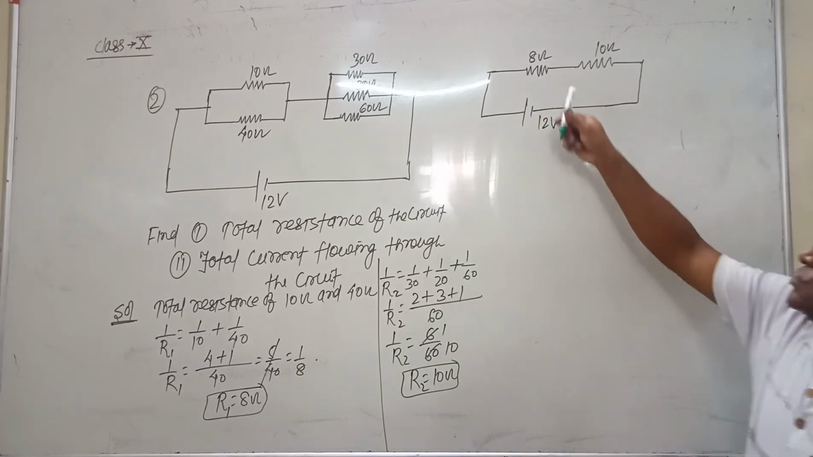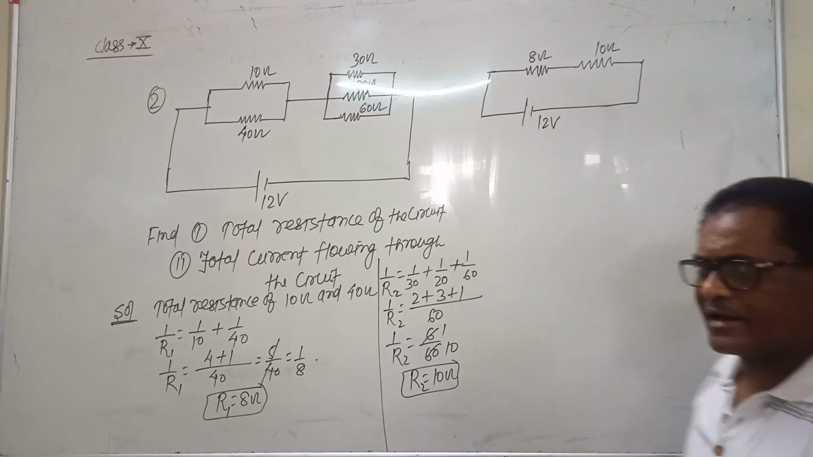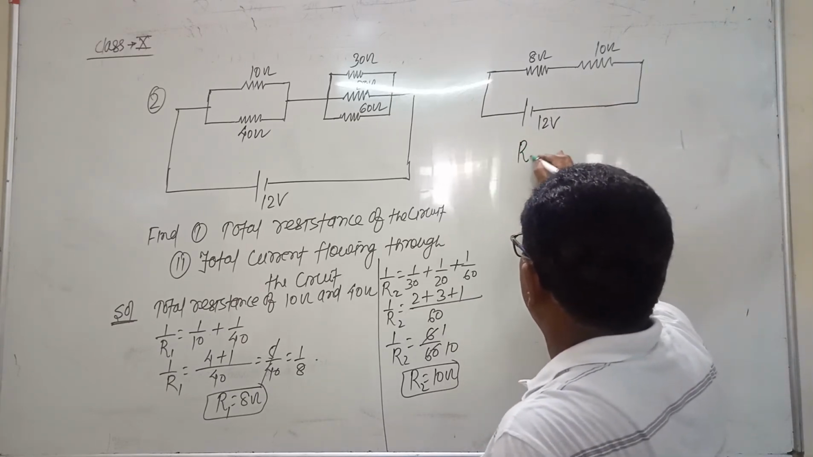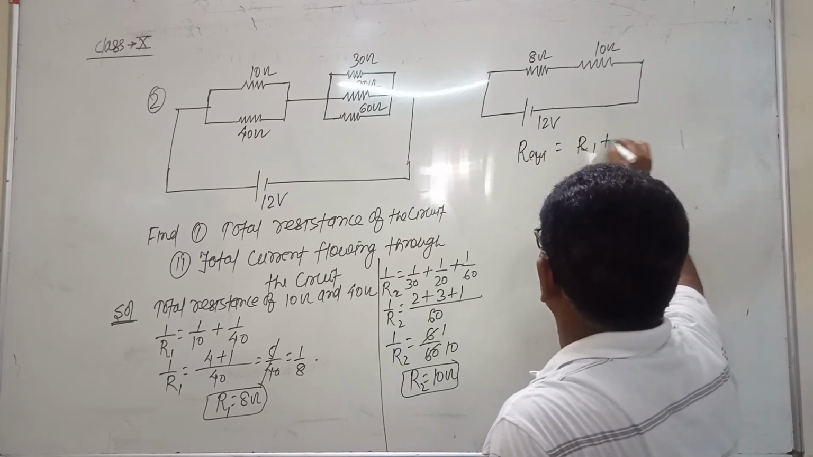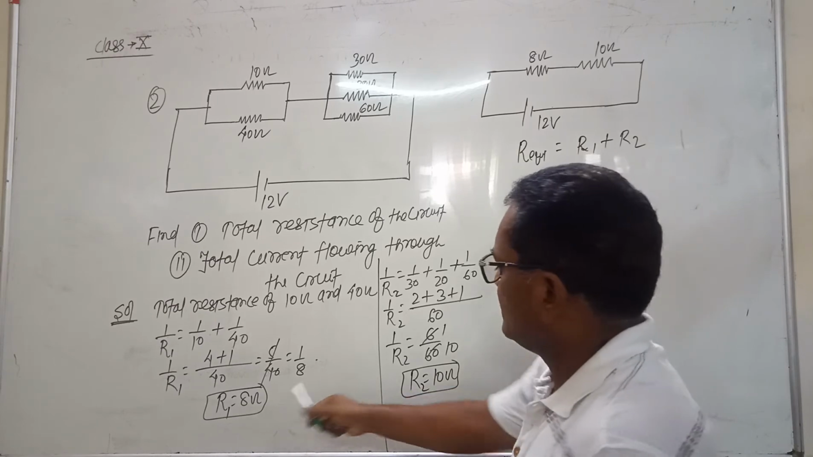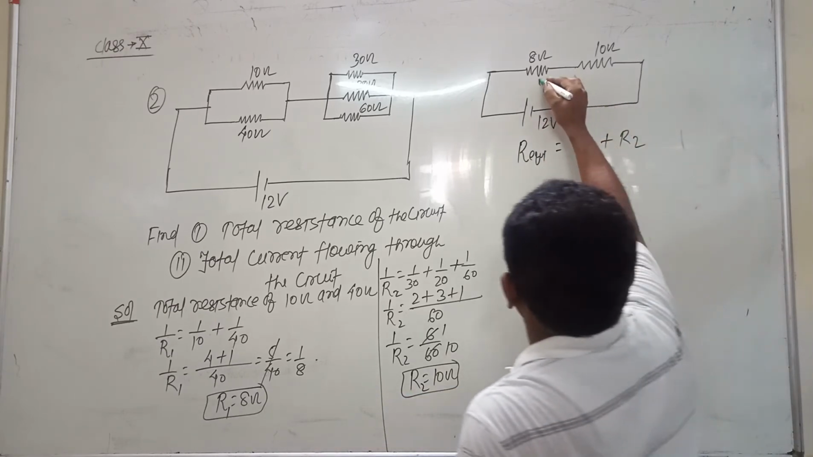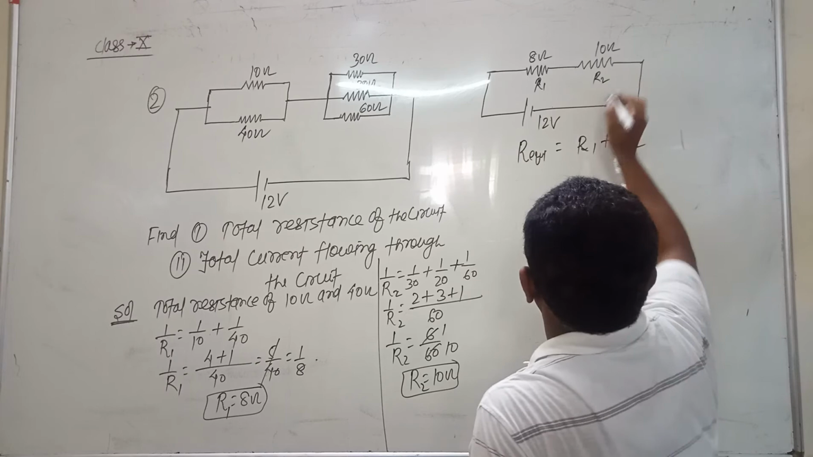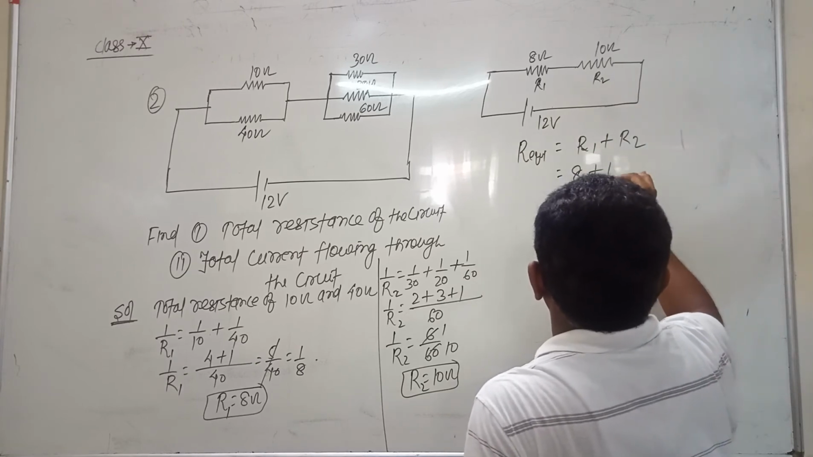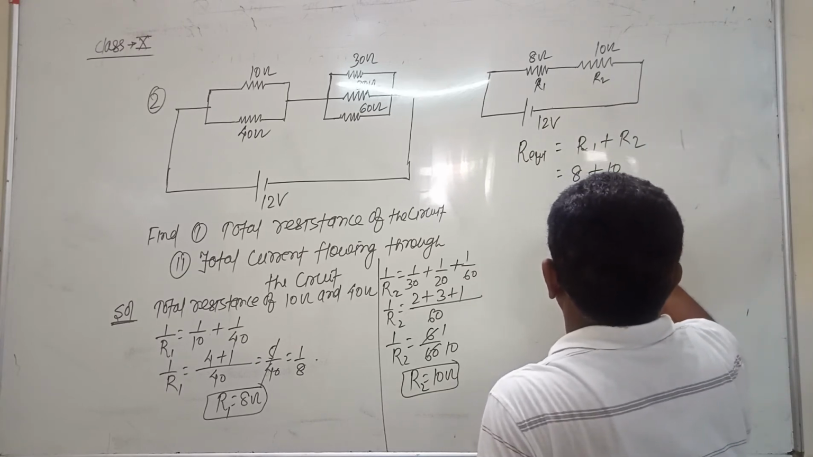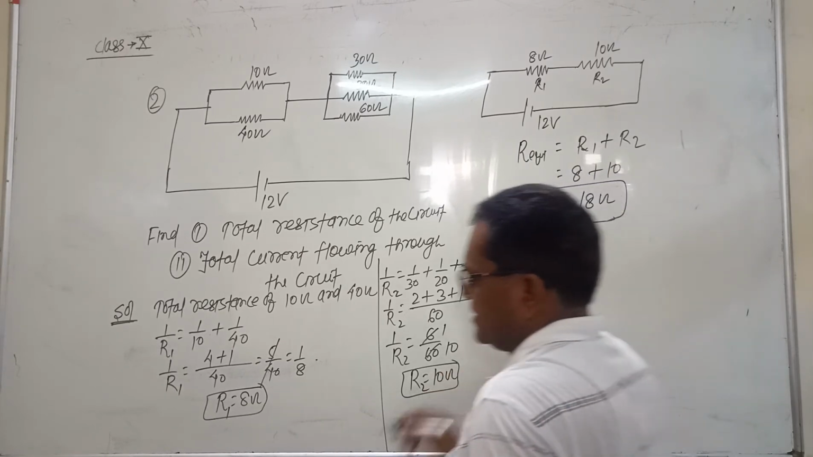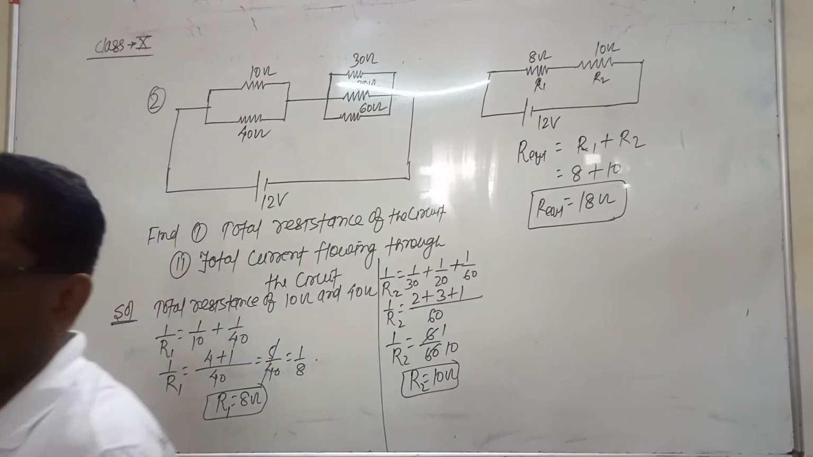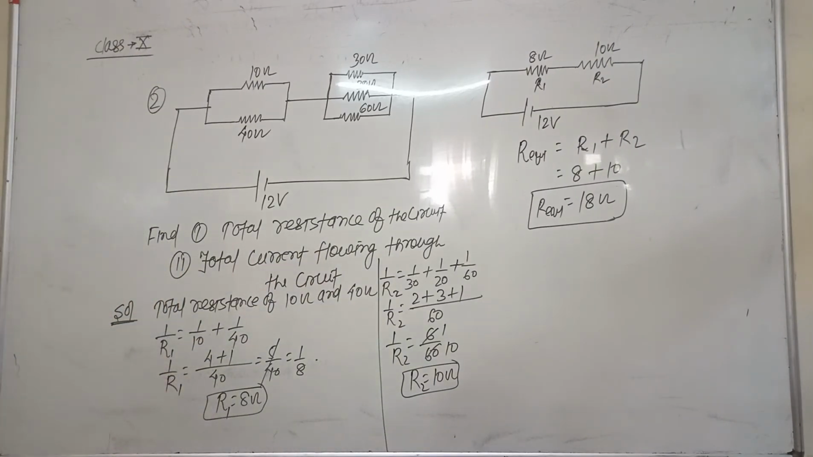Now these two resistances are connected in series. So R equivalent equals R1 plus R2. This is the value of R1 and this is the value of R2. So 8 plus 10 gives 18. So the total resistance of the circuit comes to be 18 ohm.